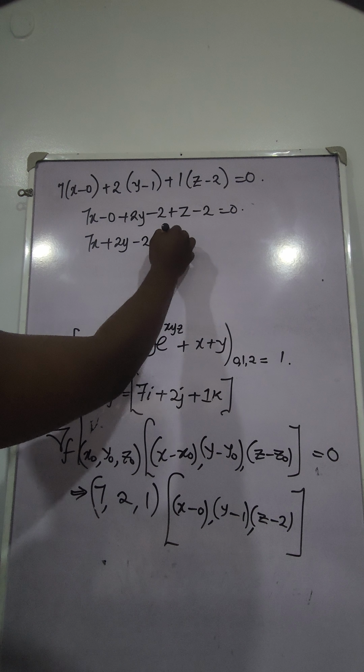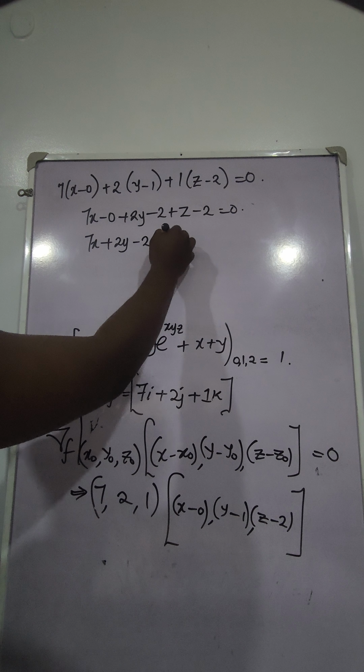I just simply open the bracket, 7x minus x this, 7 times 0 is 0, 2y this, minus 2 plus 1 times z plus 1 times minus 2, minus 2. So this is our equation of tangent. But the equation of normal, the equation of normal, what will be the equation of normal to that function?